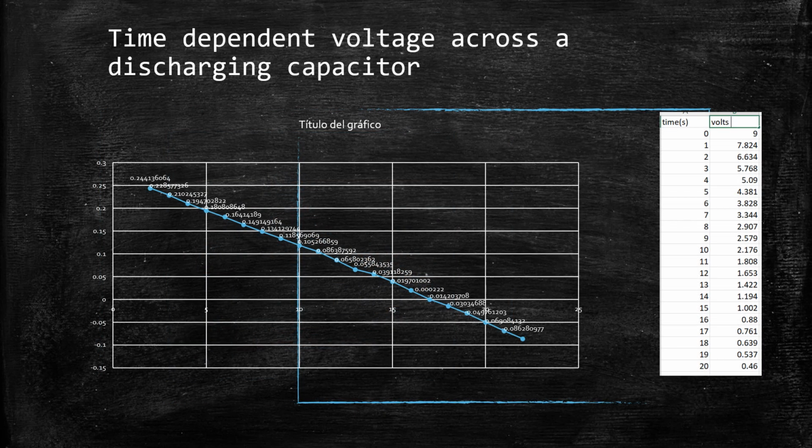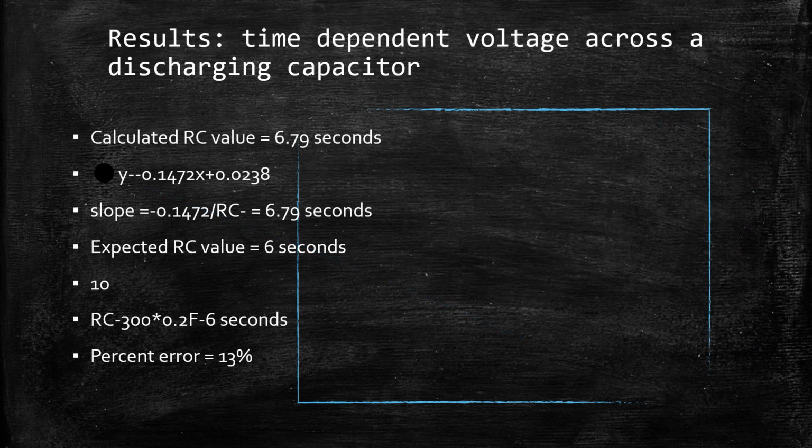Here we have the time-dependent voltage across a discharging capacitor in a graph, and what is shown is the ln of the change in potential at each point over the change in potential at time zero, and we get this graph. Then for the time-dependent voltage across the charging capacitor, our percent error was 13%, considering the expected RC value of 6 seconds minus the actual RC value calculated of 6.79 seconds, divided by the expected RC value of 6.